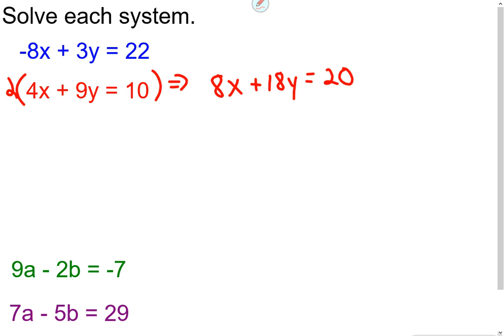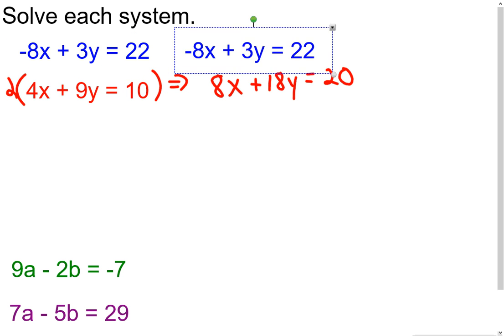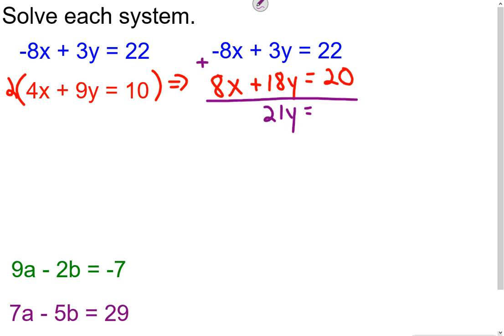Now the first equation, I'm not going to do anything to that. I'm going to leave that one as is. I'm just going to clone it and then bring that one right over here. And now I can add my two equations together. So if I add these equations, negative 8x plus 8x is 0x. And those are gone. I've eliminated them, which is what I was looking to do. 3y plus 18y puts me at 21y, and then 22 plus 20 is 42.